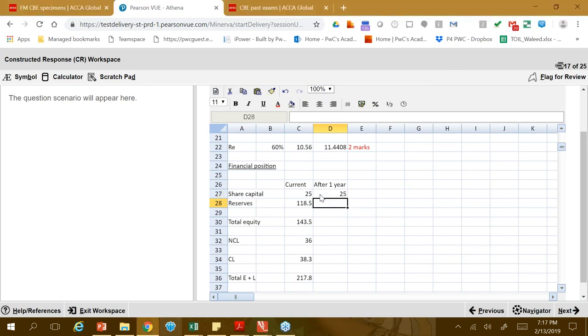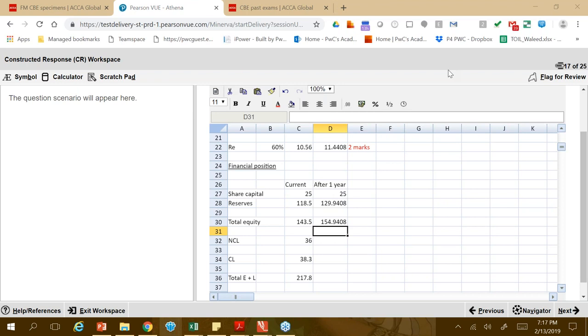Will the reserves change? Yes, the reserves will change, because what we'll do is we'll take the C28 and add the D22 to it. D22 being the retained earnings after 1 year. So take the existing reserves and add the new retained earnings onto it. And that will give us 129.94. And that means our total equity now will be D27 plus the D28.